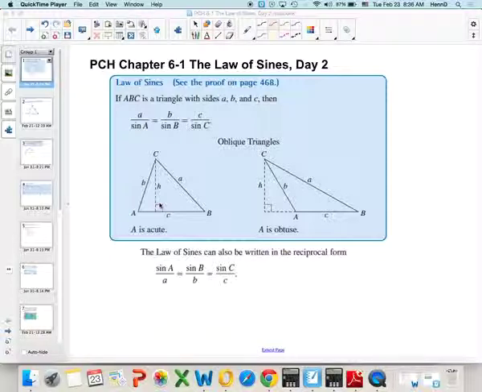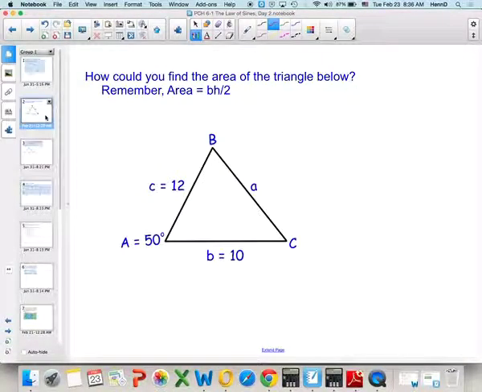What I want to do first, though, is see how you would find the area in this triangle. We know that the area of a triangle is 1/2 base times height. But in this case, we have side C, we have side B, and we have angle A. How would we find that area? Luis? First, find the height, like divide the triangle in half. Okay, find the height.